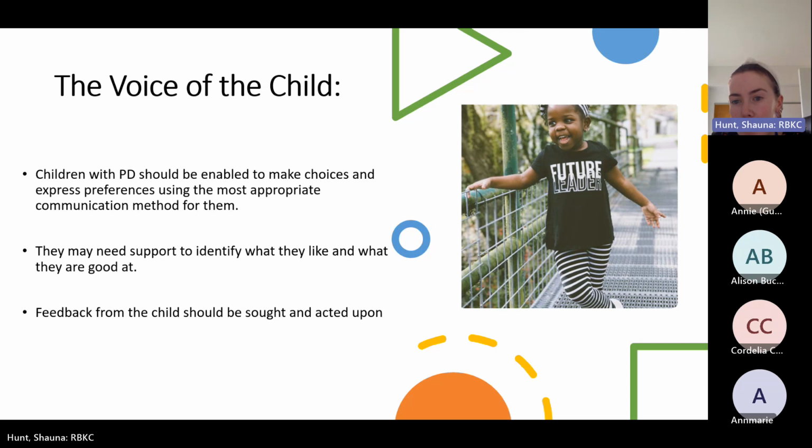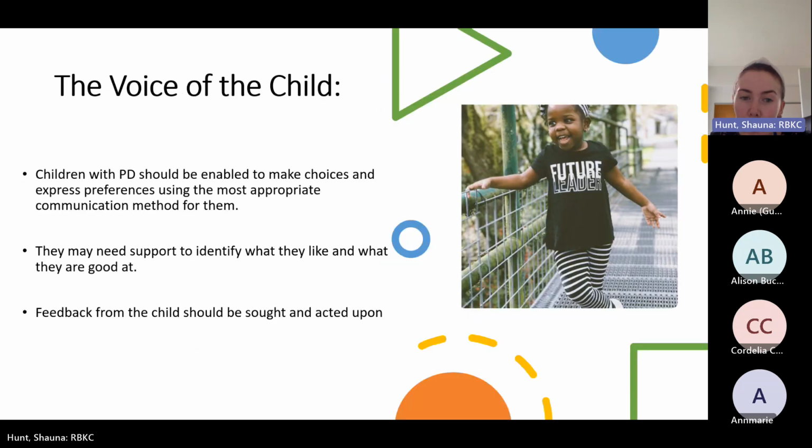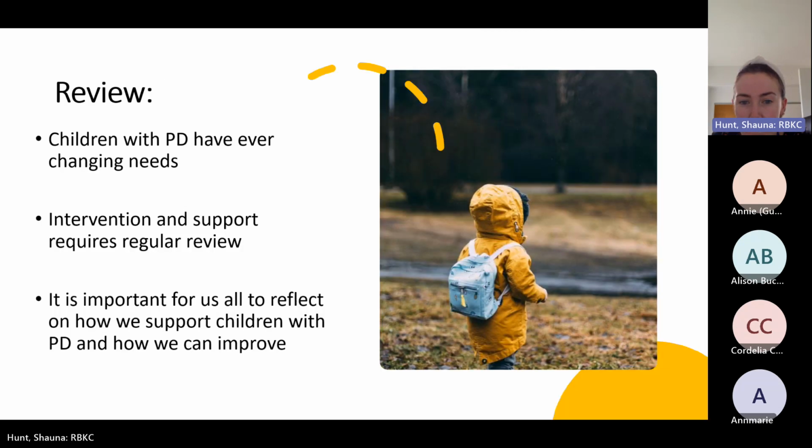So thinking about the voice of the child. In their own way, children with physical disabilities should be supported to tell others what matters to them. So they should be enabled to make choices and express their preferences using the most appropriate communication for them. That might be them expressing their views verbally, or through an assistive communication device. They may also need help to identify what they like and what they're good at.